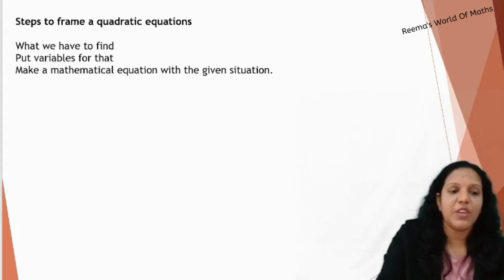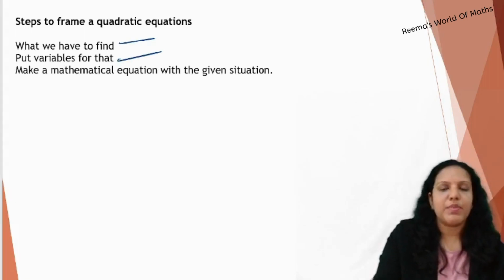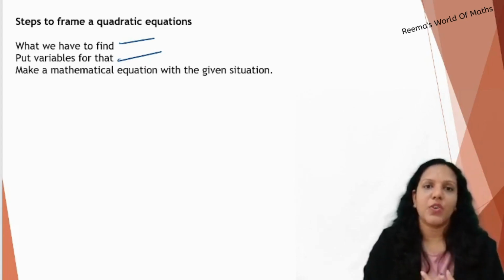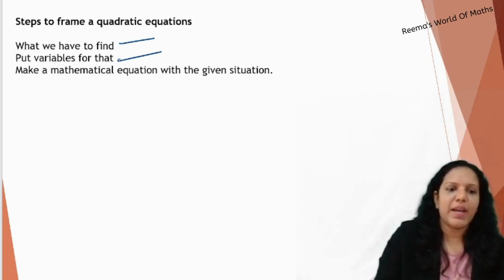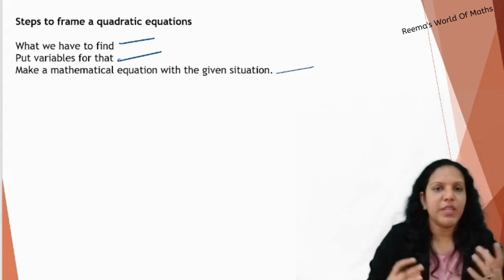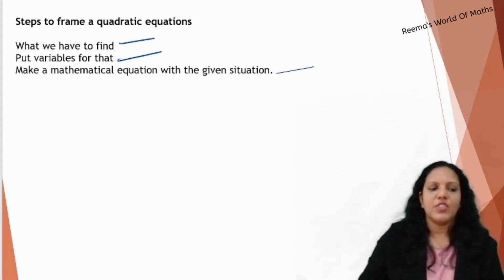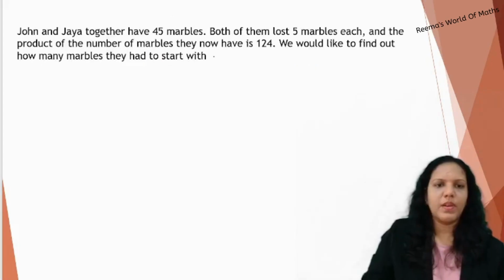The first step is what we have to find in the question. Secondly, put variables, replace variables for what we are going to find, and then make a mathematical equation with the given situations. We will be given a situation, so then make a mathematical equation from the given situation. So let's see one question.